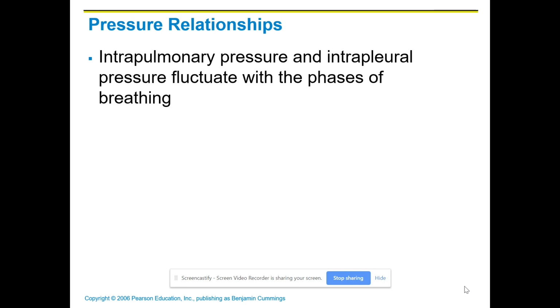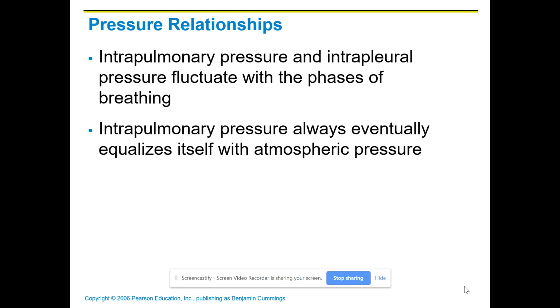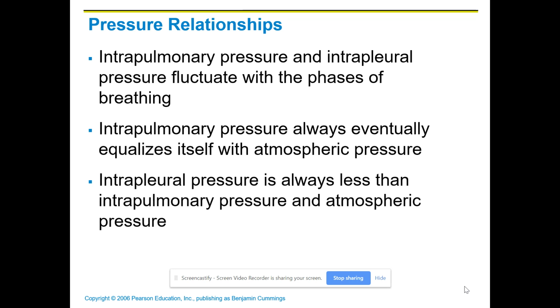With every single breath, these pressures are going to change. But eventually, the pressure inside the lung is always going to equalize itself with atmospheric pressure. Remember, they're always equal or in the process of becoming equal. And then intrapleural pressure is always about 4 millimeters of mercury less than the other two.